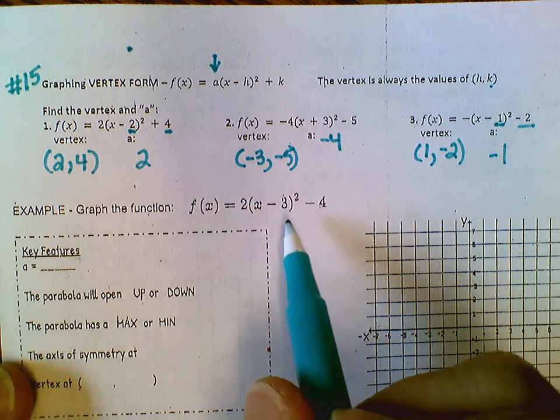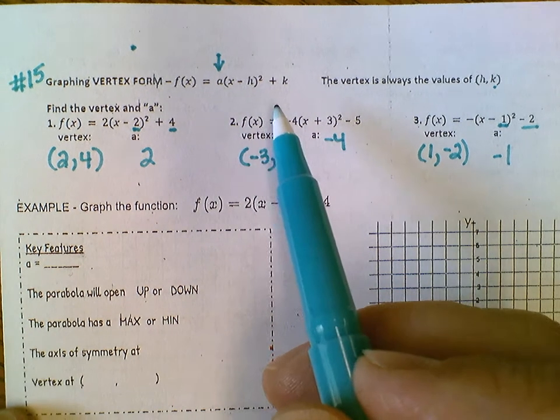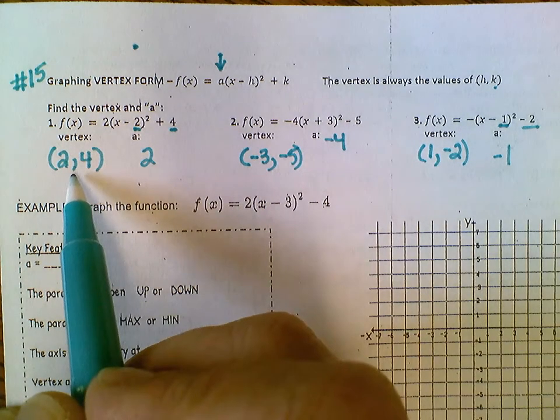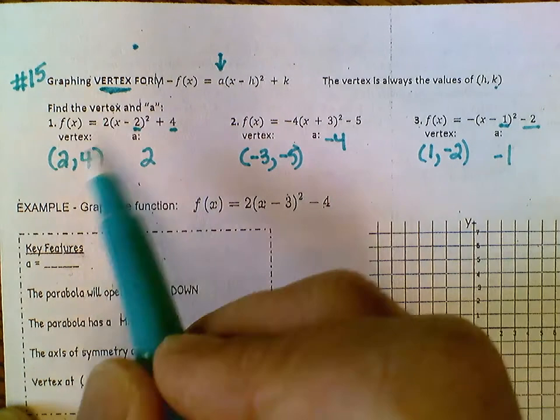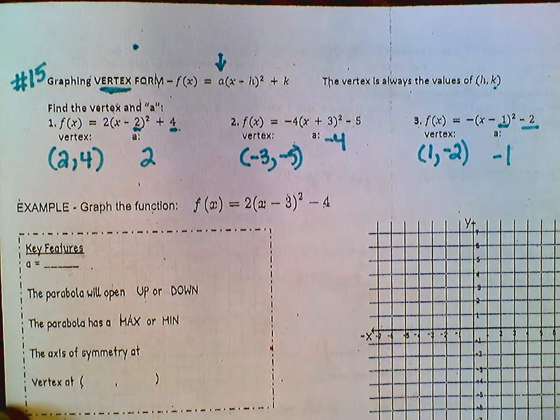Again, there's no B or C in this formula, so we will not be using that formula for the axis of symmetry. You cannot. But you don't need to, because this is easy. It gives us the vertex. That's why it's called vertex form. When I look at this, I know automatically what the vertex is.